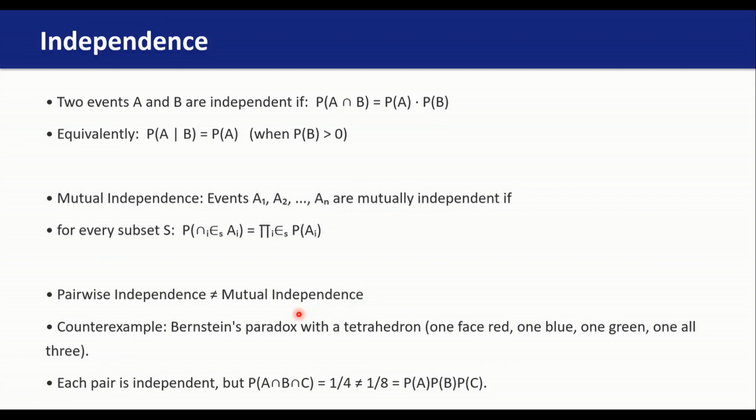Let A be the event that the bottom face shows red. Let B be the event that the bottom face shows blue, and let C be the event that the bottom face shows green. Each pair is independent. For example, P of A and B equals 1/4, and P of A is 1/2, P of B is 1/2, so 1/2 times 1/2 equals 1/4. But all three together are not independent. P of A and B and C equals 1/4, but P of A times P of B times P of C equals 1/8. They are not equal. So pairwise independence does not mean mutual independence.